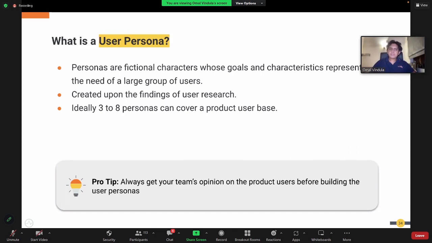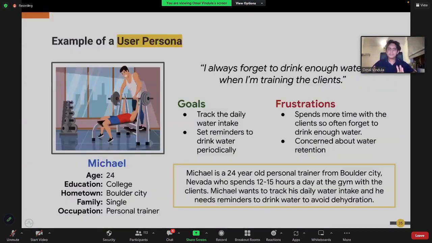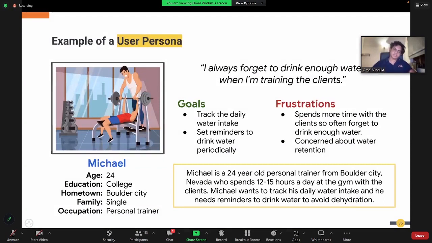So ideally, around 3 to 8 user personas can cover a product user base, right? It doesn't have to be that amount. Any number of user personas can be there. There can be only one user persona, right? That's totally depending on the problem that you're trying to solve. So this is an example of a user persona, right?